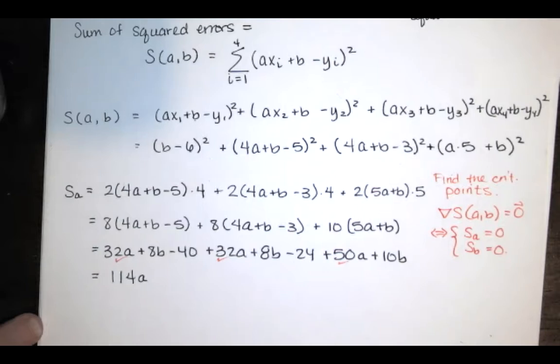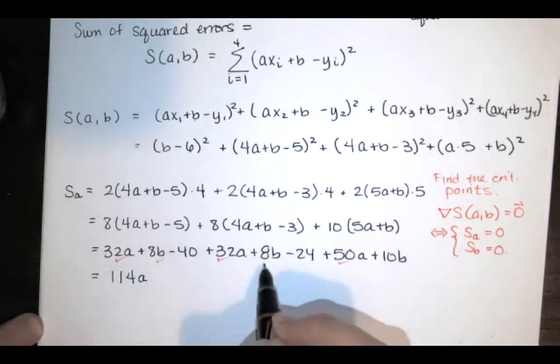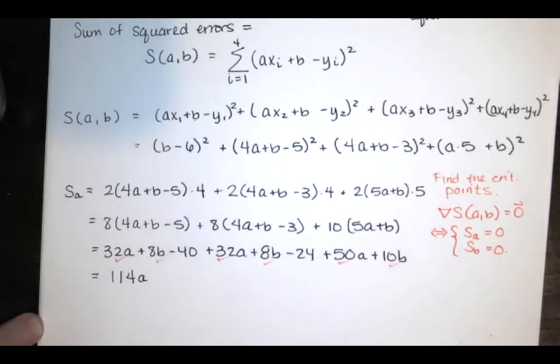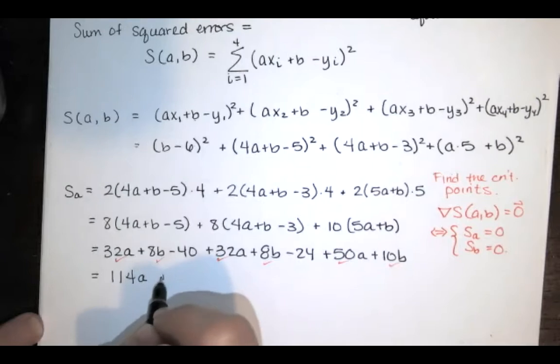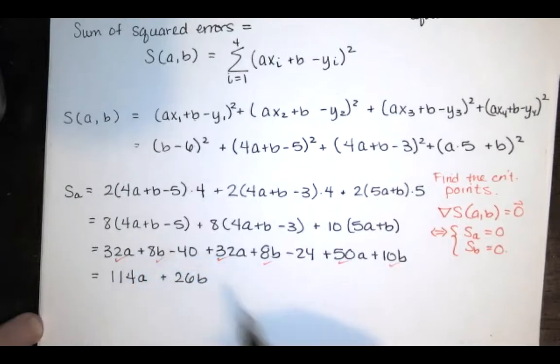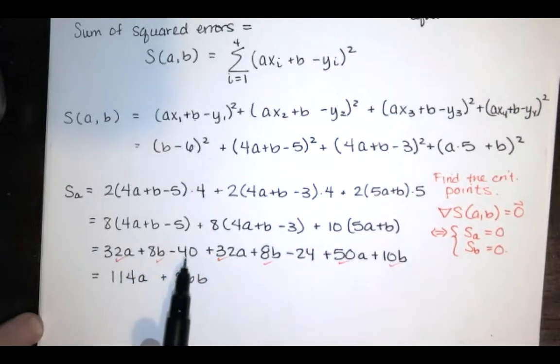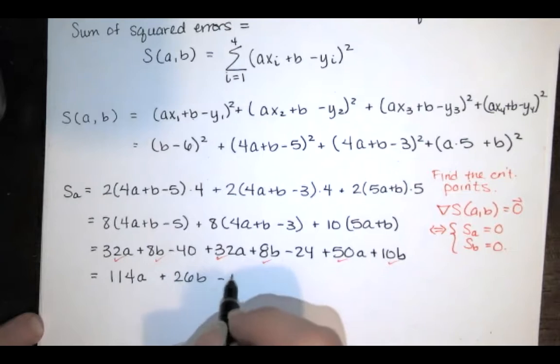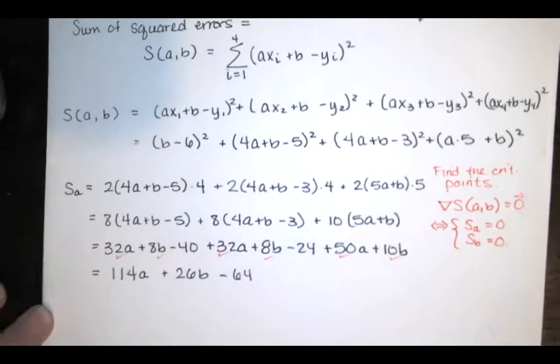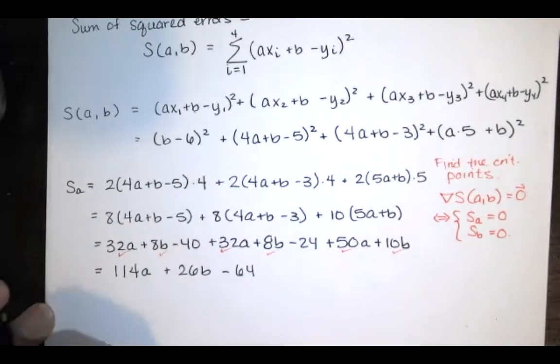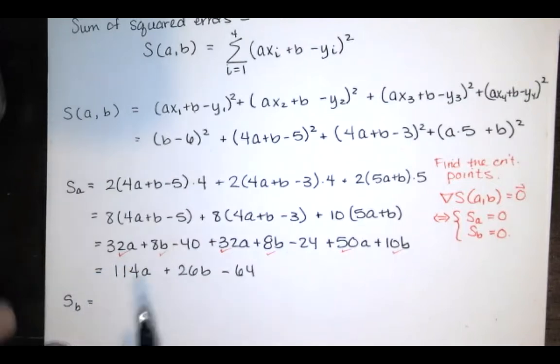And then we've got the b's. We've got 8b plus 8b plus 10b. 16b plus 10b is 26b. And then we've got a negative 40 minus 24, so that's negative 64. So we need this function to be 0. And at the same time, we need the partial of s with respect to b to be 0.